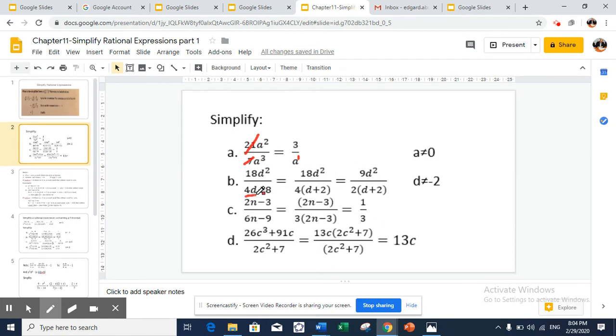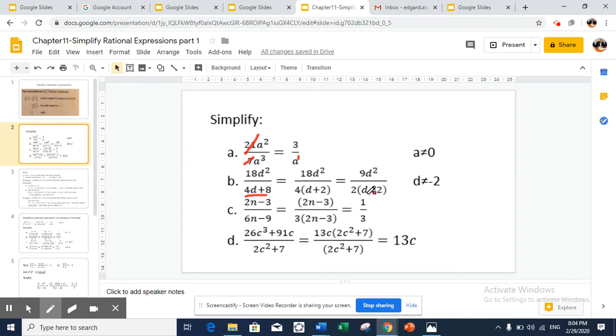Here I have 4d plus 8. I can put 4 in factor. So I divide here by 4 and here by 4. So I get d here, and here 8 divided by 4 is 2. 18 and 4 have a common divisor 2, so it remains 9 up and 2 down.